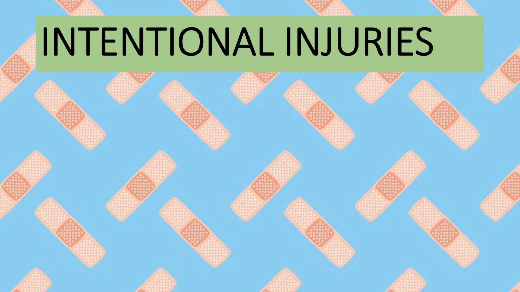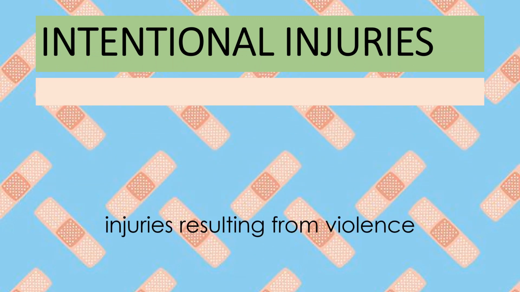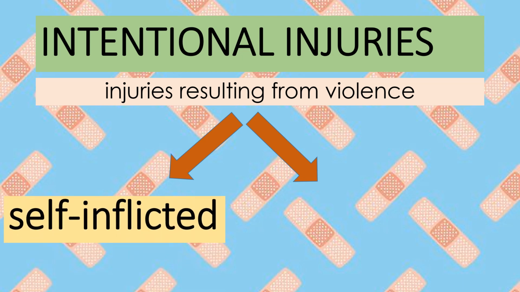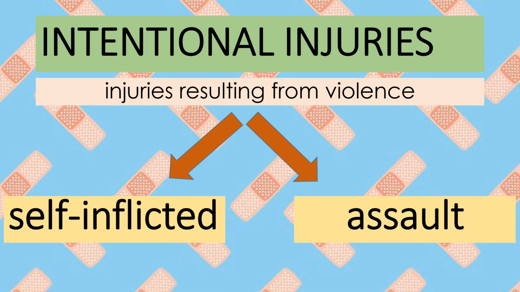This quarter, we are going to talk about the intentional injury. Intentional injuries result from violence. So these are the injuries resulting from violence. It can be divided into two, self-inflicted and assault. When we say self-inflicted, this is when a person harms himself or herself on purpose. And assault, this means when a person or persons harm another person on purpose.